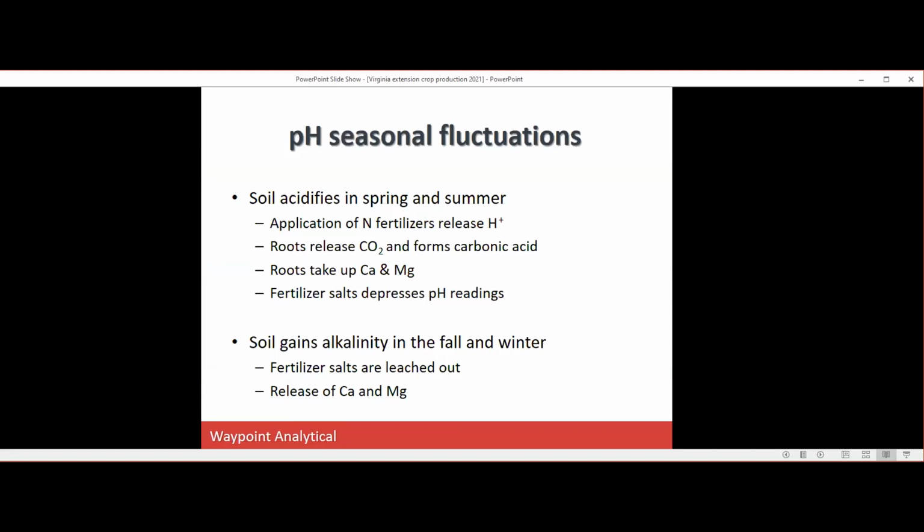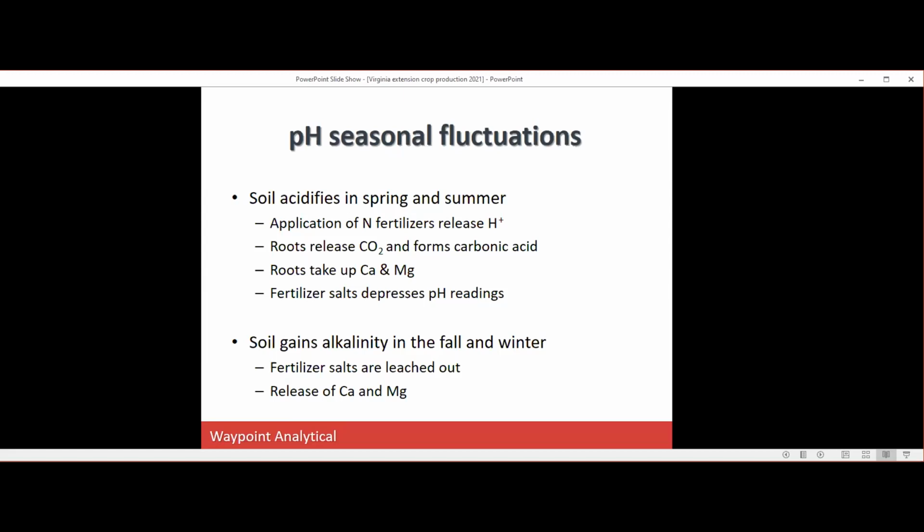So what is the reason for some of these pH seasonal fluctuations? The main one is going to be the application of N fertilizers, which produces hydrogen ions. The second one is that when we put a crop system in the soil, it produces carbon dioxide, which forms carbonic acid. And when you grow a crop, you also get an uptake of a lot of the calcium, magnesium, base cations, which again is going to reduce the pH. And the main one I see is going to be the fertilizer salt effects. So when you put out fertilizers, as well as the hydrogen, the accumulation of salts is also going to naturally decrease the pH readings.